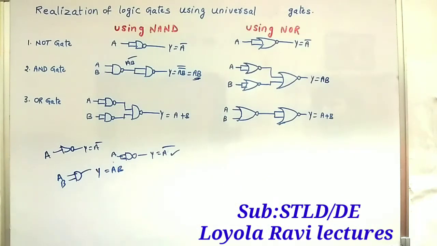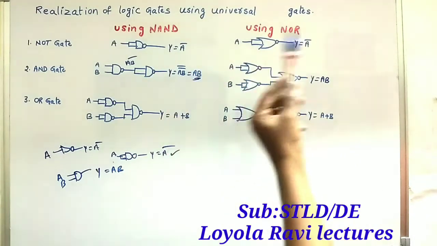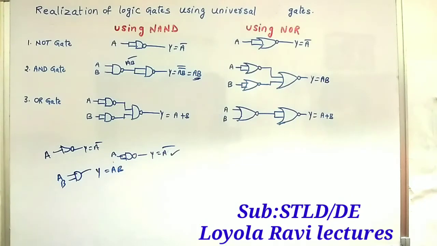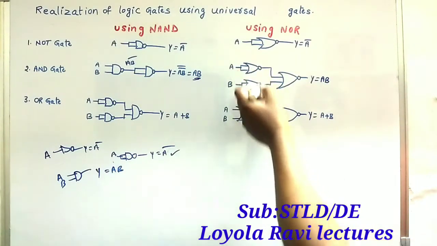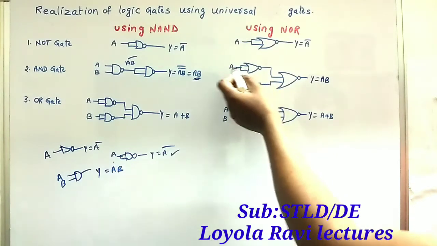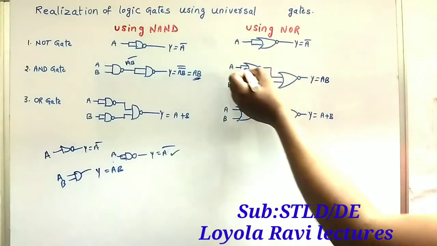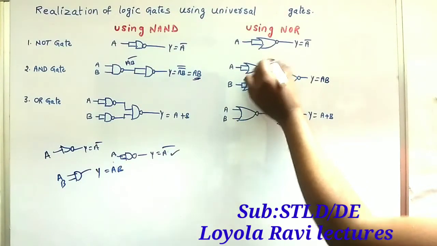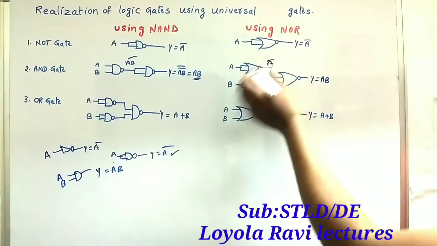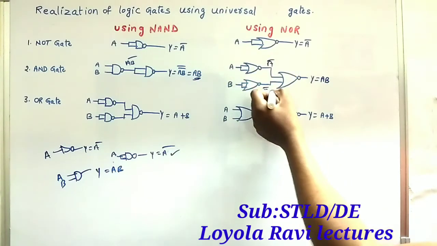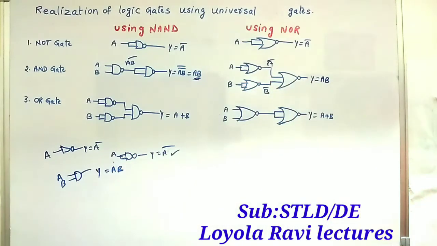In the same manner, go for implementation of AND using NOR. So this can be implemented like this. I am using two NOT gates, made using NOR, for A and B and connecting to the NOR gate. This is nothing but A bar and this is nothing but B bar. The output of the first NOR gate is A bar. The output of the next NOR gate is B bar. These two are connected as the inputs for the NOR gate.